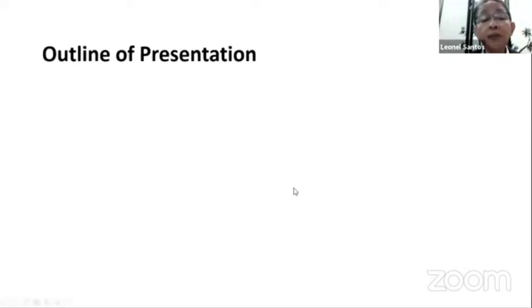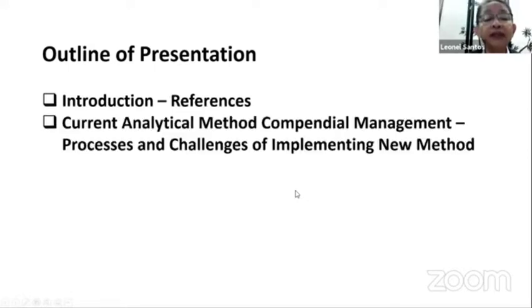In terms of the outline of my presentation, I will first discuss some of the references because this new proposed general chapter in USP came in as a stimuli article. Also, before I actually go into the details describing this general chapter, I will provide you with some background in terms of the current analytical method compendial management. It's a long title, but these are the processes and challenges of implementing new methods in a laboratory.